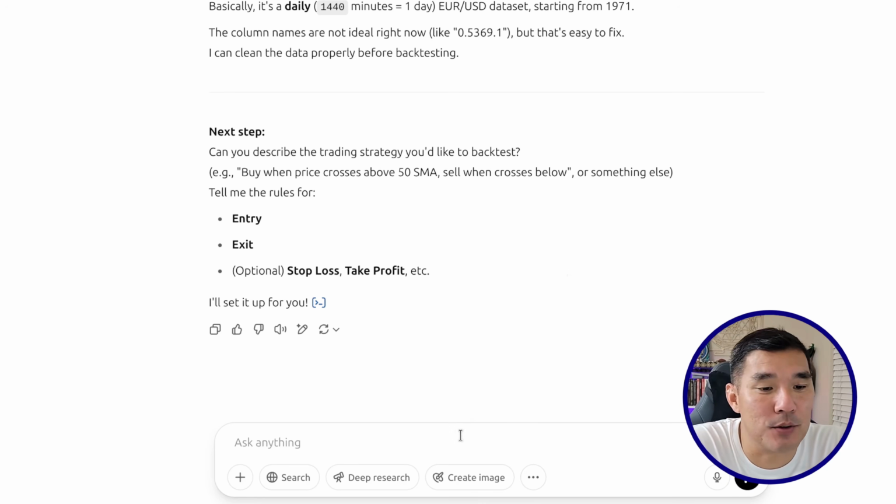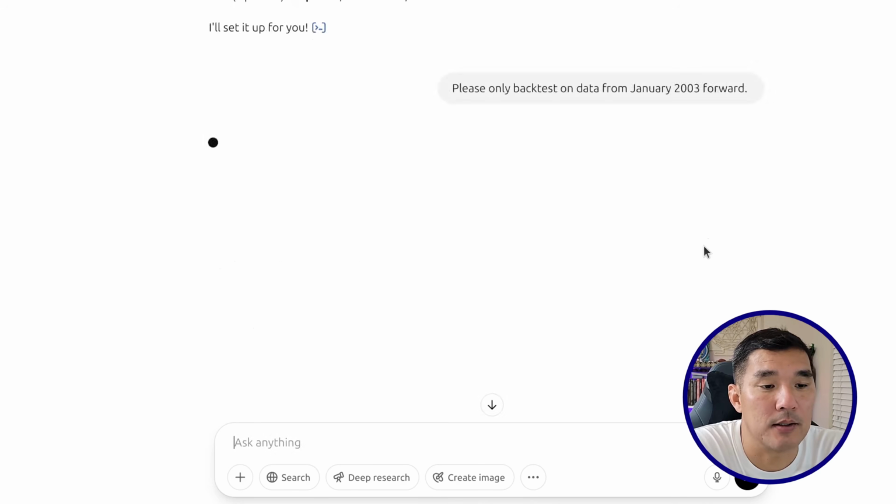So the first thing I'm going to do before I get into the entry and exit parameters is to tell it to not use data before January 2003. So please only backtest on data from January 2003 forward. See what it says.